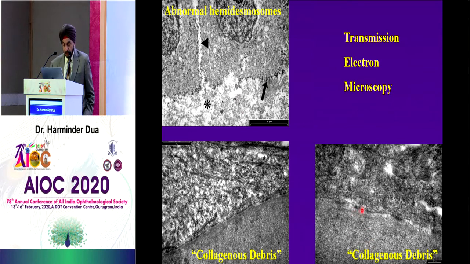And even here, the hemidesmosomes appear normal, but they're not in the double line that we are used to seeing in normals. And here they're completely fragmented. So there is a reason why these cells are not sticking, because intervening between the basal epithelium and the stroma is this collagen debris, and your anchoring filaments cannot go down and grab it on the anchoring plaques.